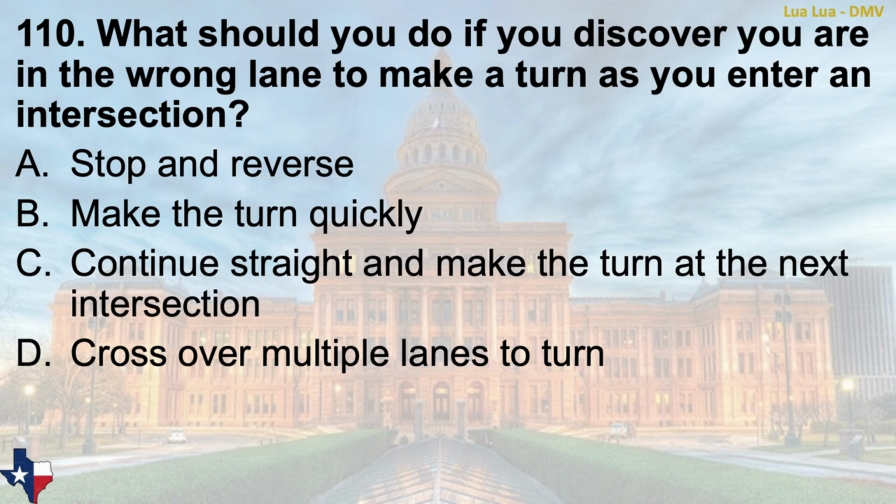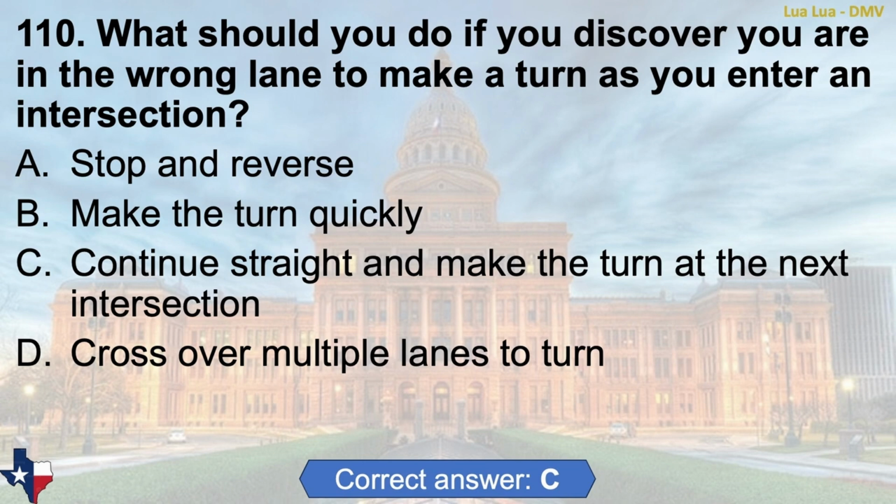Question 110. What should you do if you discover you are in the wrong lane to make a turn as you enter an intersection? A. Stop and reverse. B. Make the turn quickly. C. Continue straight and make the turn at the next intersection. D. Cross over multiple lanes to turn. The correct answer is C. Continue straight and make the turn at the next intersection.